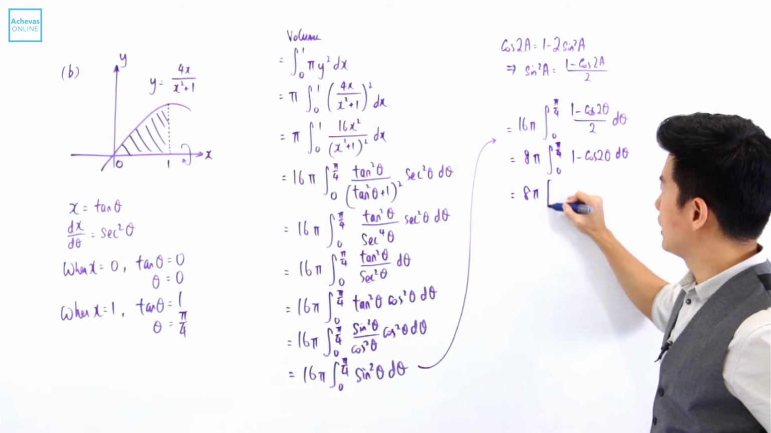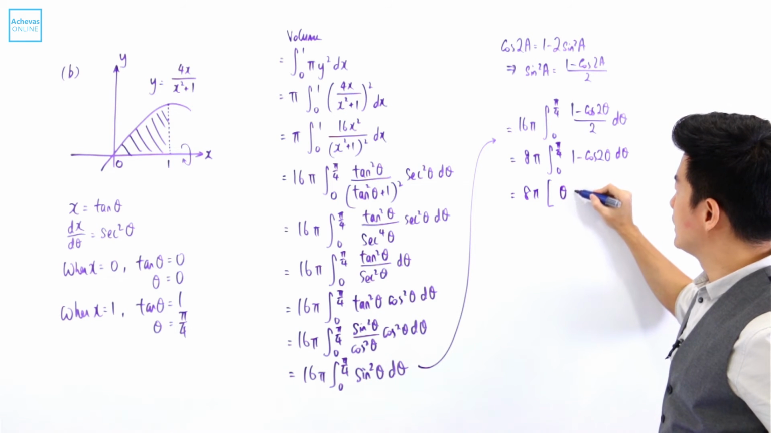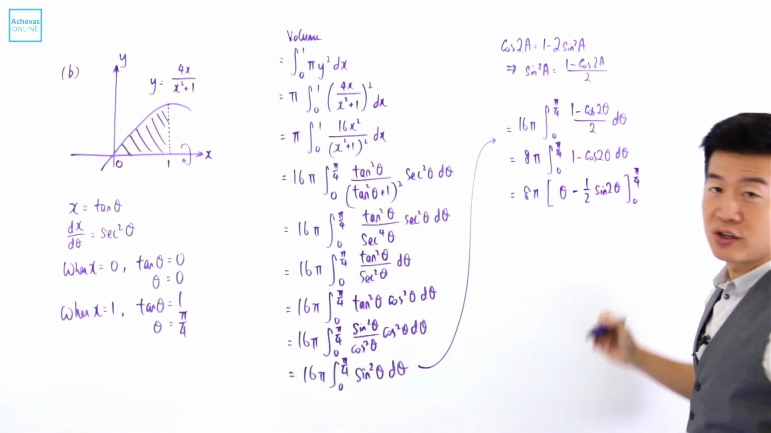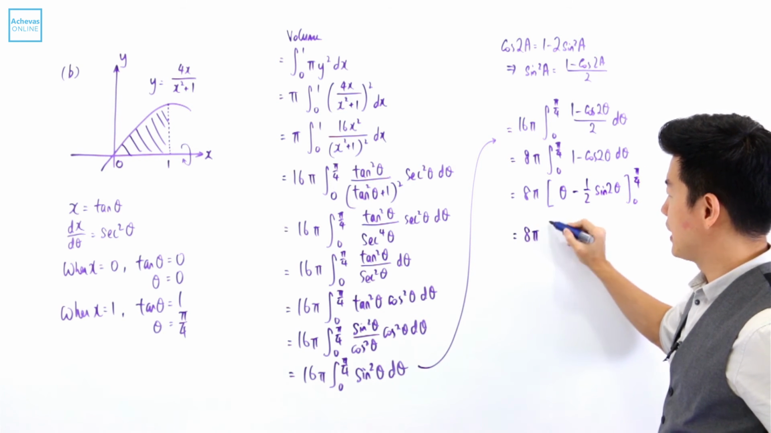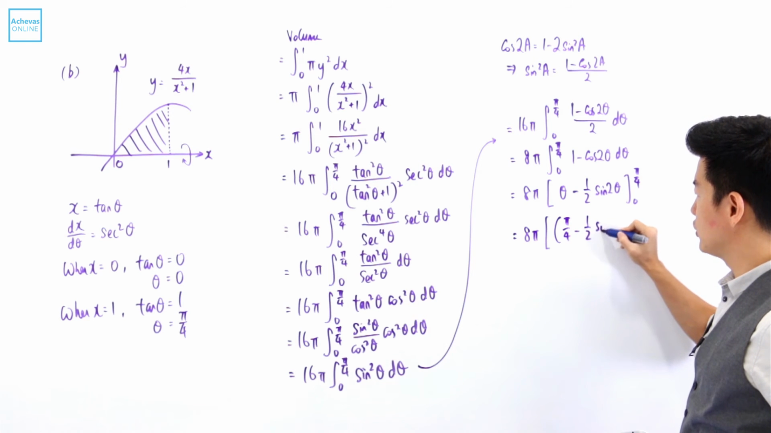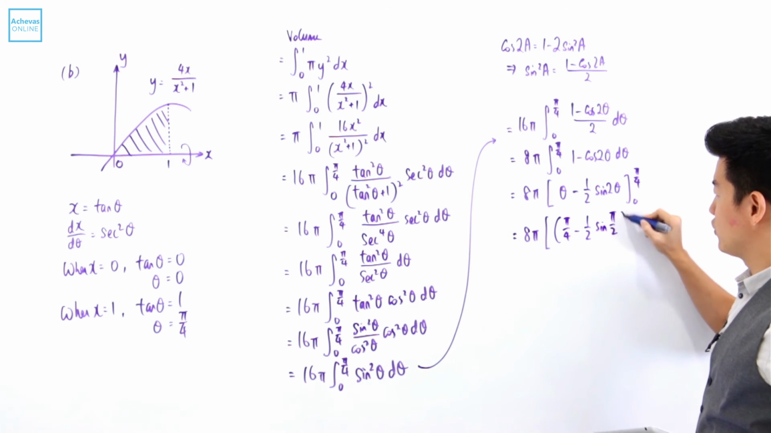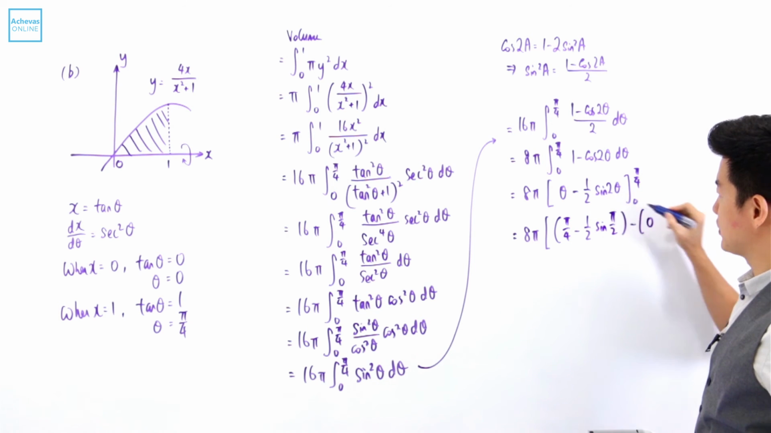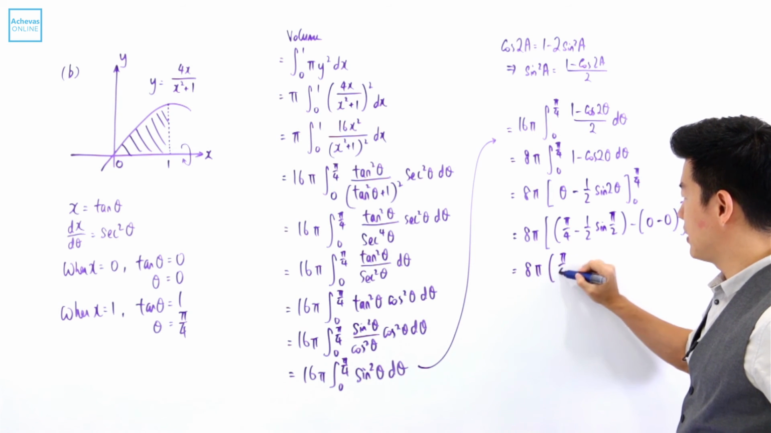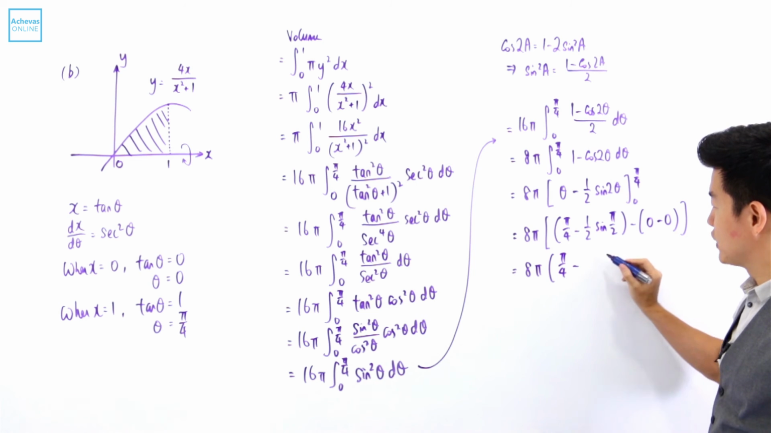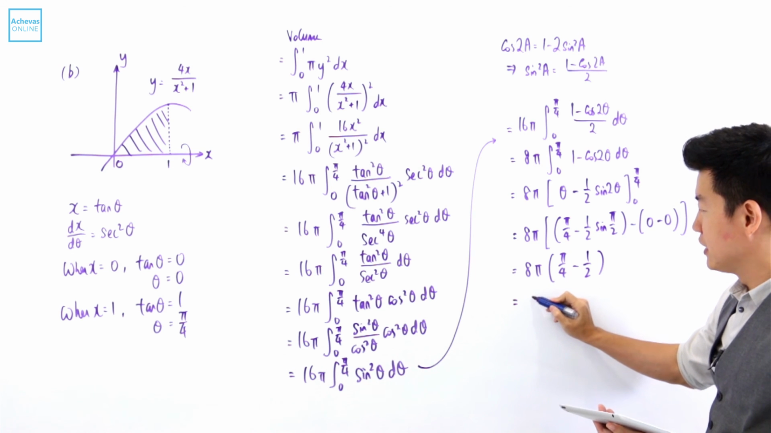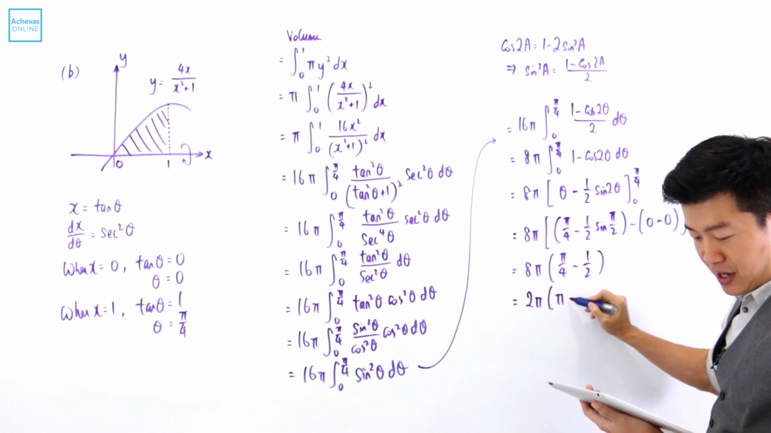This is 8 pi. And integration of 1 is theta. Integration of this is minus 1 over 2 sine 2 theta from 0 to pi over 4. So this is 8 pi. Substituting this in, this is going to be pi over 4 minus 1 over 2. Substituting this in, this is pi over 2, minus substituting 0 is 0. Substituting 0 is also 0. So what I have is going to be 8 pi multiplied by pi over 4 minus sine pi over 2 is 1, so minus 1 over 2. And if I were to factorize out 1 over 4, this is going to be 2 pi multiplied by pi minus 2.